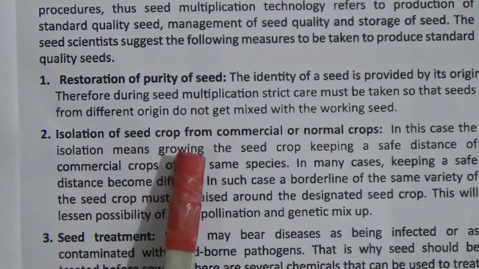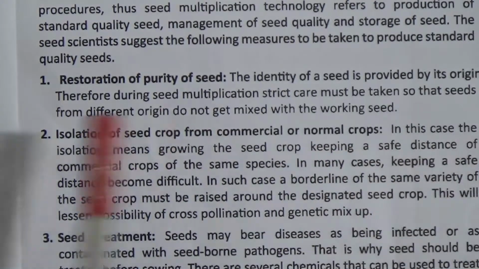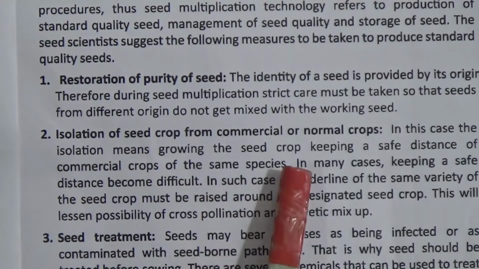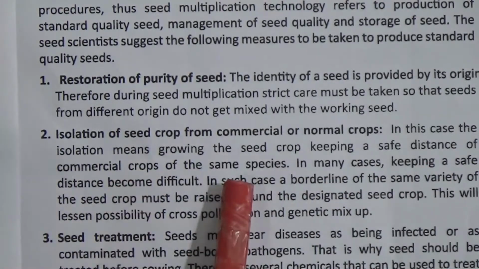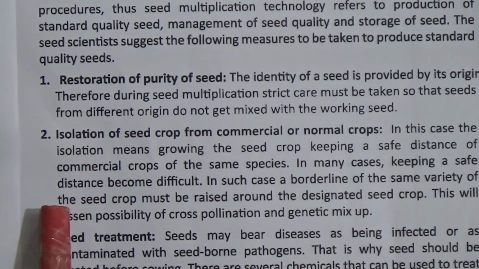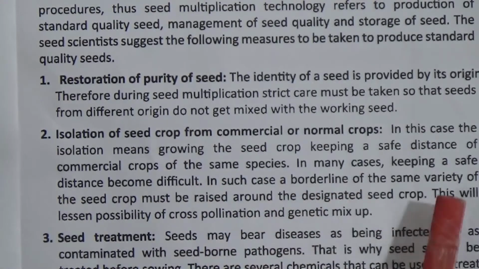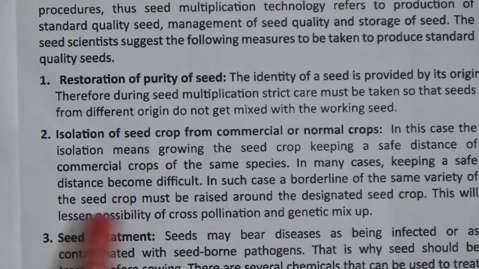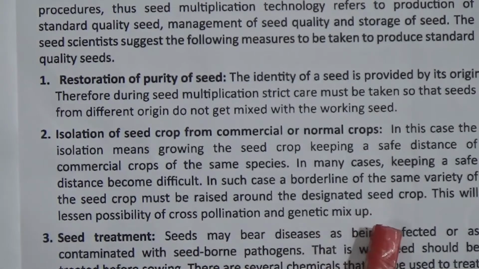Number 2. Isolation of seed crop from commercial or normal crops. In this case, the isolation means growing the seed crop keeping a safe distance from commercial crops of the same species. In many cases, keeping a safe distance becomes difficult. In such a case, a borderline of the same variety of the seed crop must be raised around the designated seed crop. This will lessen the possibility of cross-pollination and genetic mix-up.